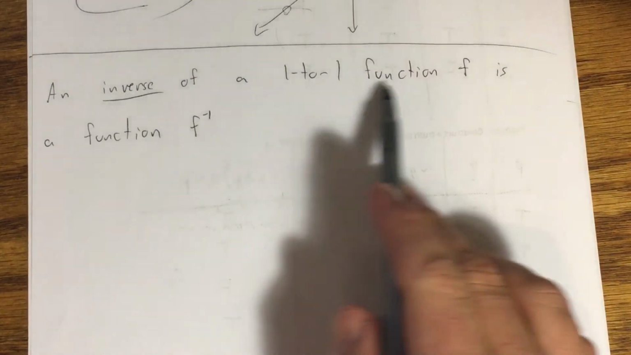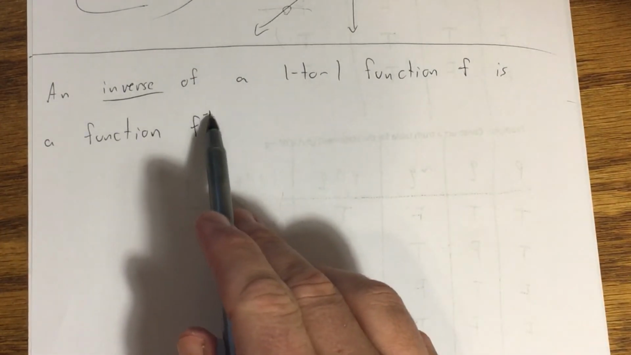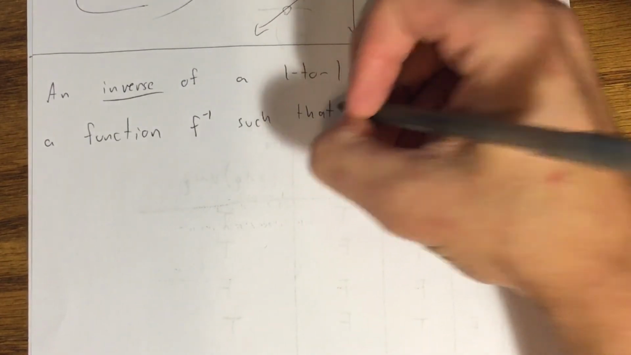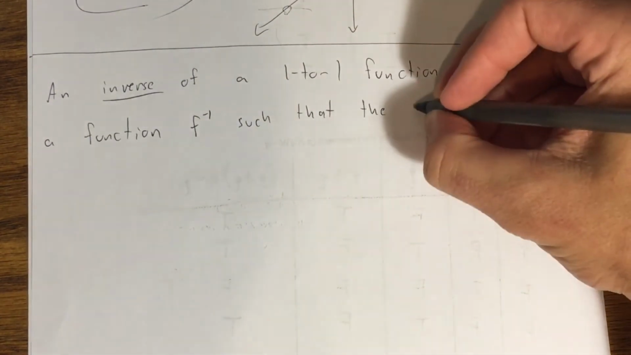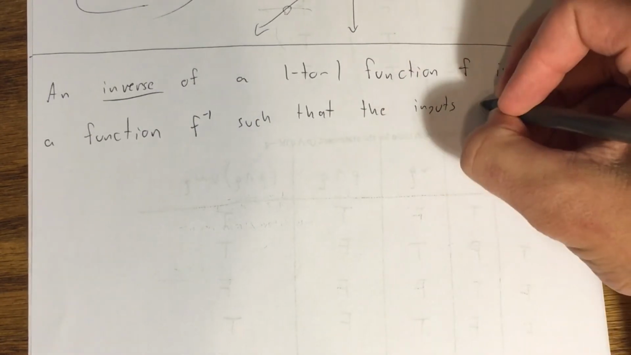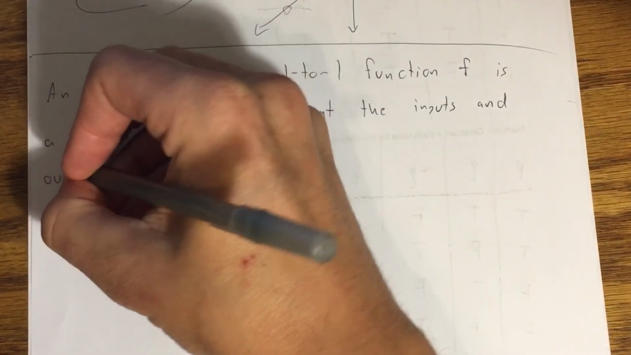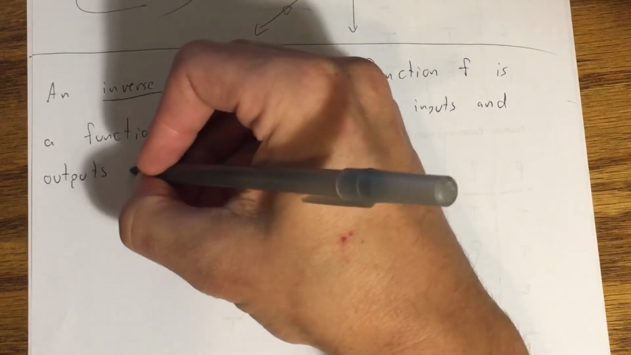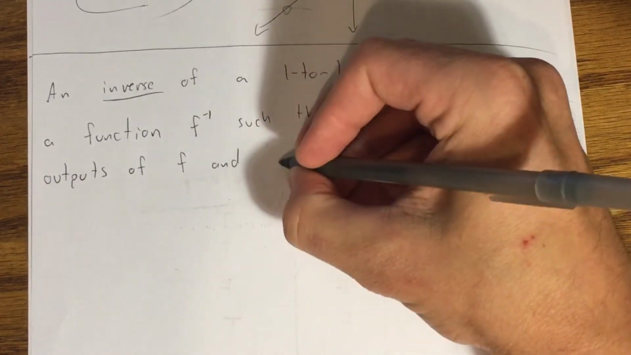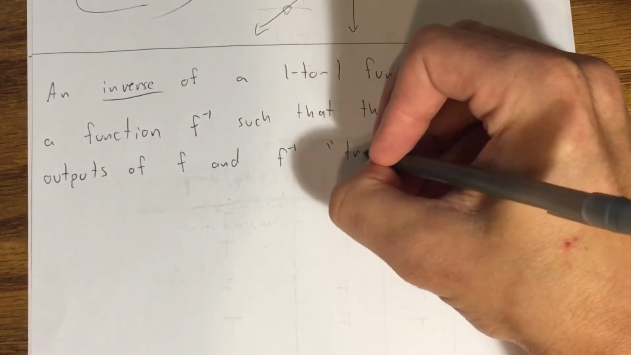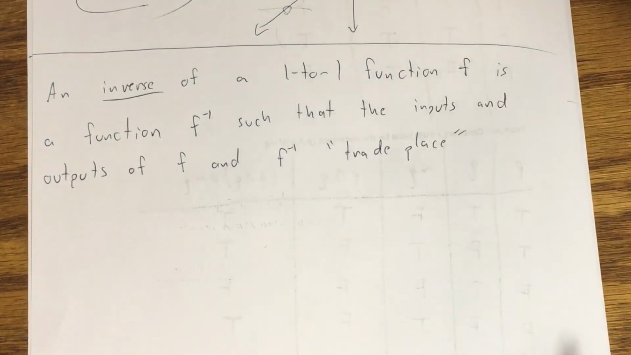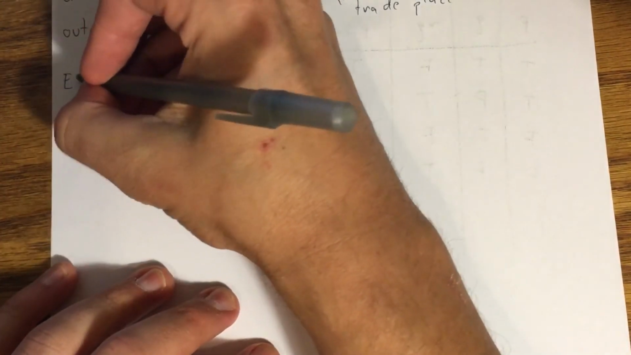So an inverse of a one-to-one function f is a function f inverse, that's how we read that, such that the inputs and outputs of f and f inverse trade places. Now, this is not a formal mathematical definition, but that's okay because I just want to give you a general idea of what we're talking about. So here's an example.